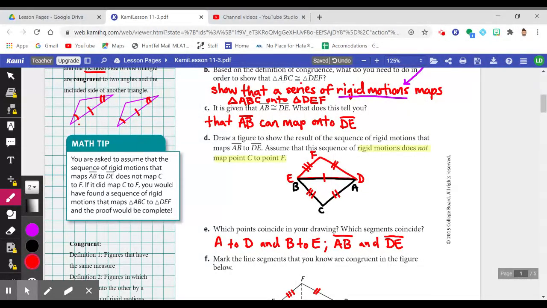So E then says which points coincide, and those are the points that match up, if you will, or map onto the other. And then it says which segments coincide. So what we're suggesting here is not only the points, but the segments between the two points that coincide. So A mapped to point D and B mapped to point E, so they are essentially mapped onto each other. Therefore, line segment AB coincides with, or is on top of, line segment DE.